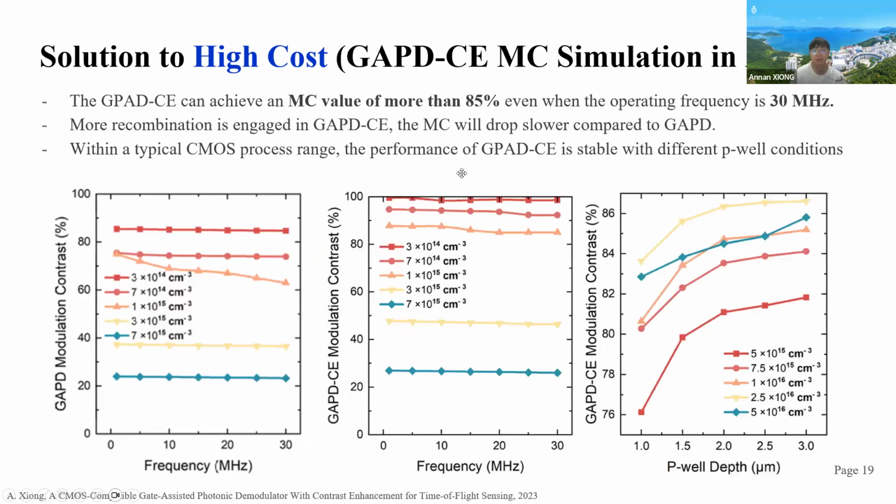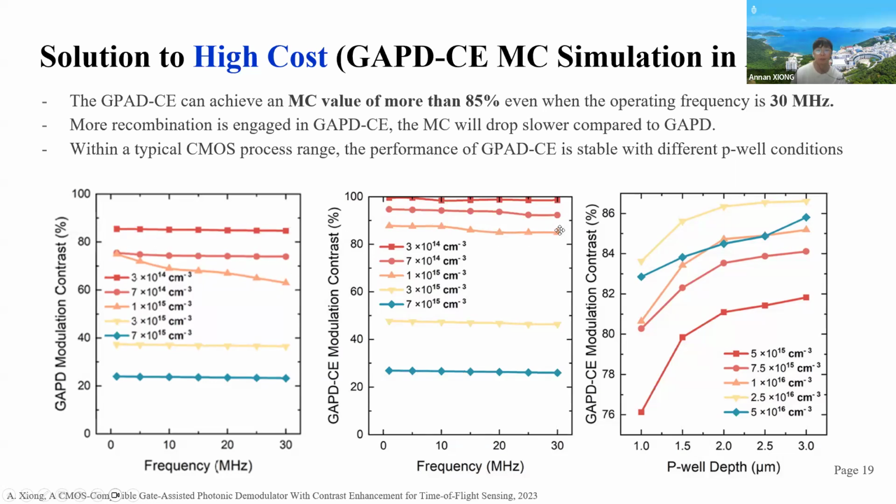This slide shows the AC simulation for GPD-CE. We can see that the GPD-CE can achieve an MC value of more than 85%, even when the operating frequency is 30 MHz in the simulation. At the same time, more recombination is engaged in GPD-CE, so the MC will drop slower compared to the original one.